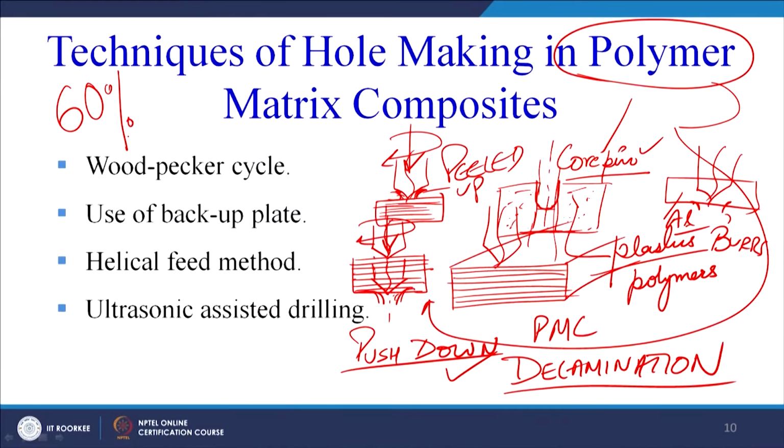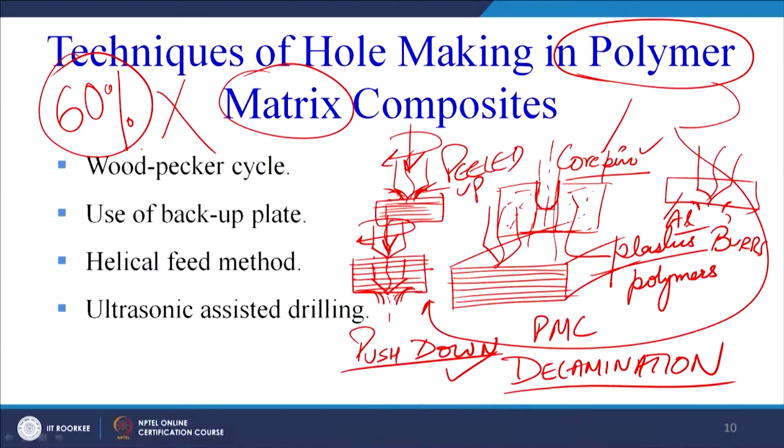Both are dangerous, both have to be avoided, and there is data available showing a 60% rejection rate for composites. When you make holes, 60% of the holes are rejected. Why? Because either push down type of delamination or peel up type of delamination takes place, and the hole quality will be very poor. The fibers will also come out. Sometimes we call it fiber pull out.